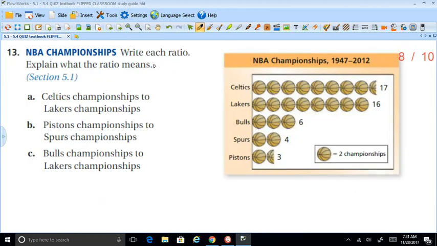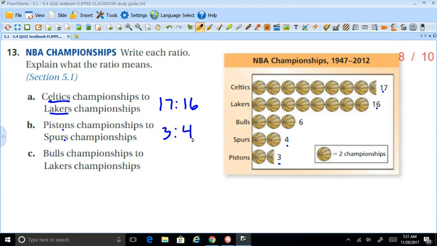Number 13, write each ratio. Explain what the ratio means. So, Celtic championships to Lakers championships. 17 Celtics, 16 for the Lakers. So it's a 17 to 16 ratio. Pistons to Spurs. Pistons, 3. Spurs, 4. Pistons comes first, so the value must come first.